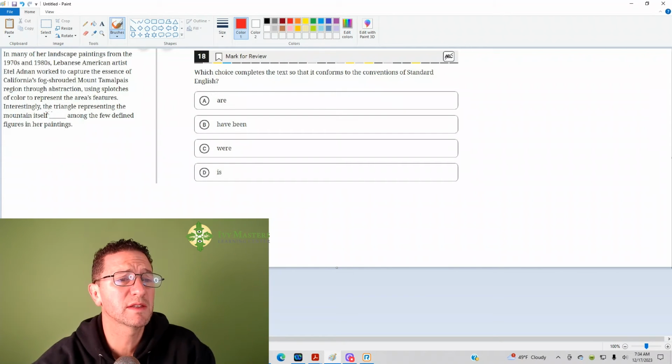What's the subject of the sentence? It's the triangle. Representing the mountain itself is not necessary for the sentence. And then you have to ask yourself, would you say the triangle are among a few defined figures? No. Triangle is going to be singular, so you can replace it with it. It are does not make sense. It have been among a few defined figures. No. It were among a few defined figures. No. It is among a few defined figures. D is going to be your answer.